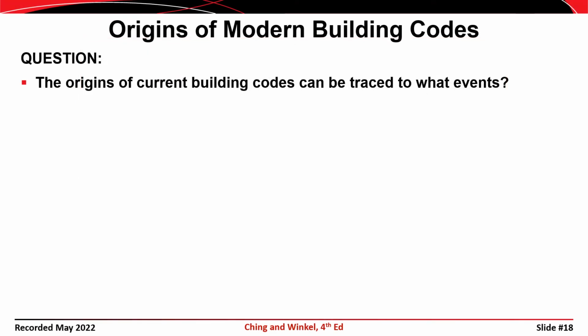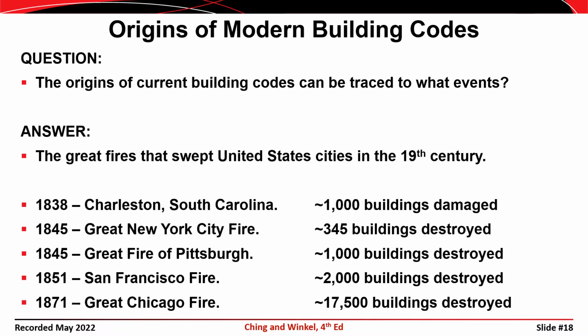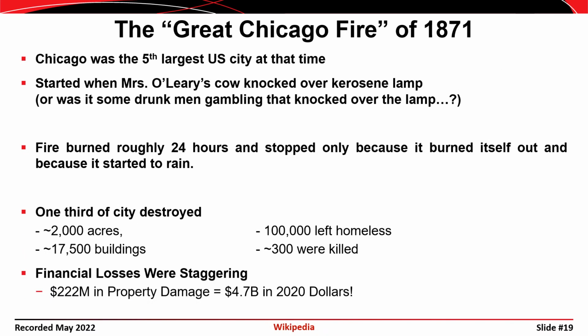Believe it or not, the origins of the building codes go back to the Great Fires in the 1800s. In 1838, there was a fire in Charleston, South Carolina, that destroyed about 1,000 buildings. There was one in New York City in 1845. There was another in Pittsburgh in 1845. The San Francisco fire in 1851, and then the Great Chicago Fire in 1871 was really the event that defined building codes.